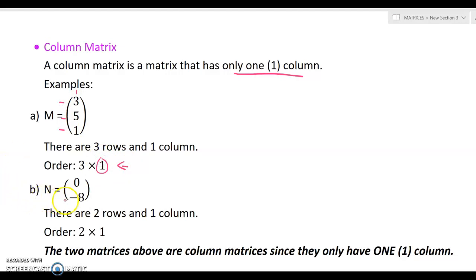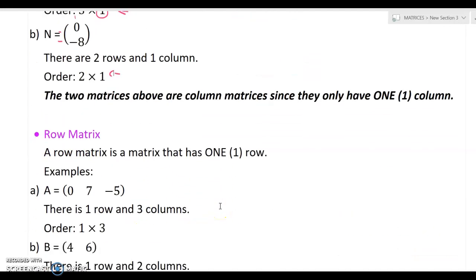And then the second one, matrix N, 0, negative 8. There are 1, 2 rows and 1 column. The order is 2 by 1. Again, only one column. So the two matrices are column matrices because they only have one column. Pretty simple. And now we're going to look at a row matrix.